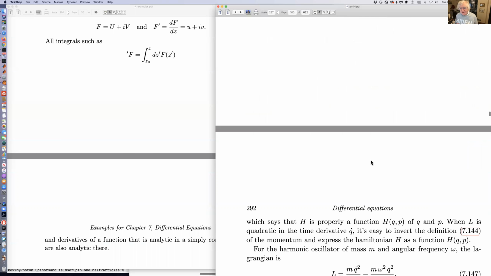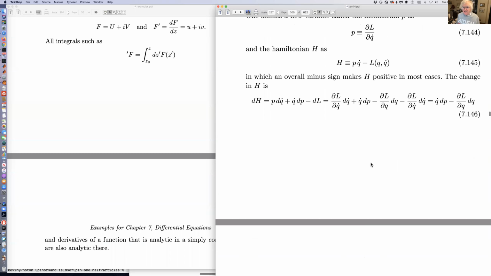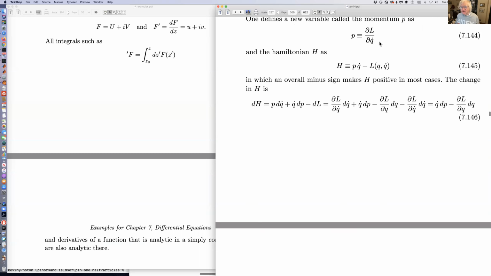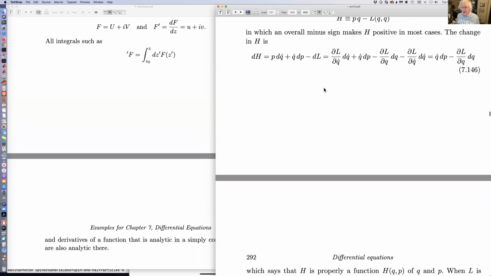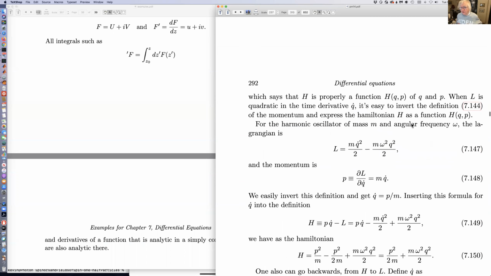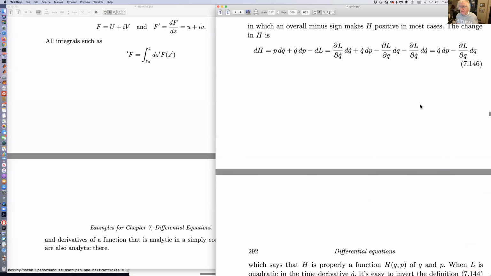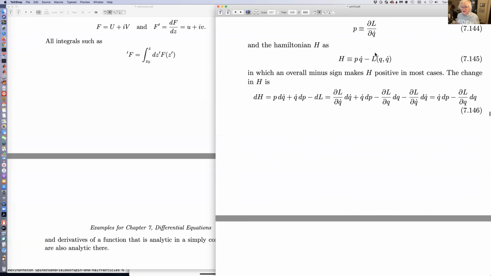But it's not really a function of p and q unless we take this expression and solve for q dot in terms of p and q. So if we can do that and solve for q dot as a function of p and q, then we express q dot in terms of p and q, and the Hamiltonian is a function of p and q.